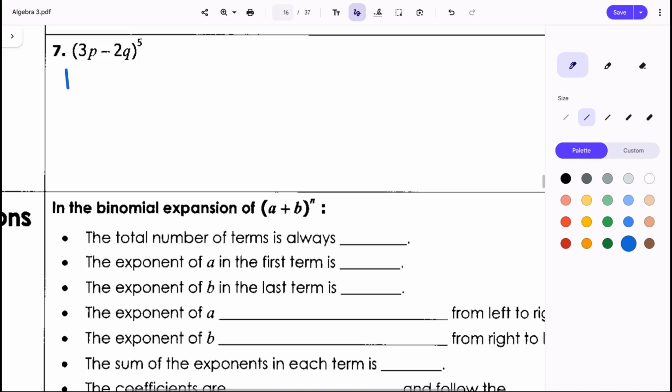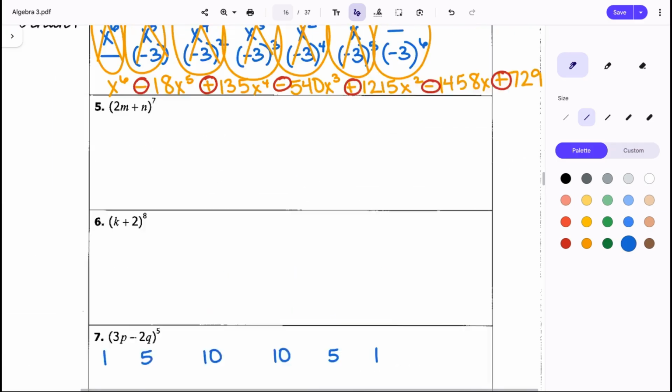1, 5, 10 again, yeah, for sure, and then 5, 1. The other thing I just want to point out, this was raised to the 5th power, but how many numbers do we have here? 6. When we came up here, I'm just going to scroll back up for a second.